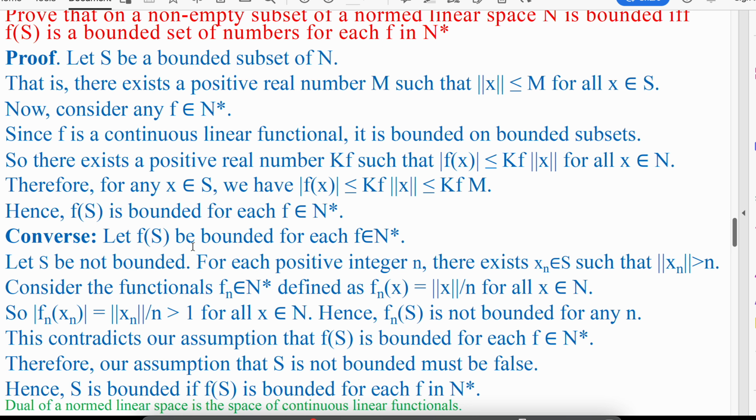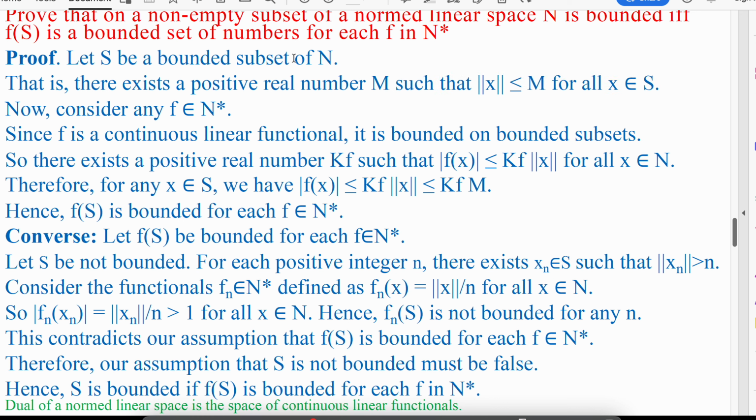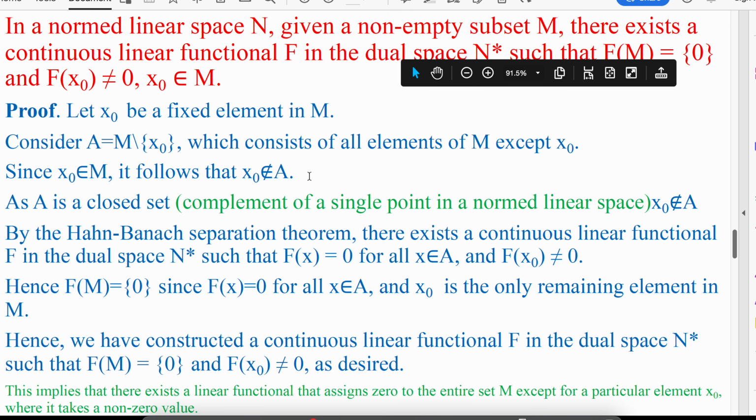But we have assumed that f(S) is bounded for each f belonging to N star. So our assumption that S is not bounded must be false, because it is given to us. Hence S is bounded if f(S) is bounded for each f in N star. To prove this result, we have made use of the fact that the dual of a normed linear space is the space of continuous linear functionals, and in this case N star denotes the dual of N.